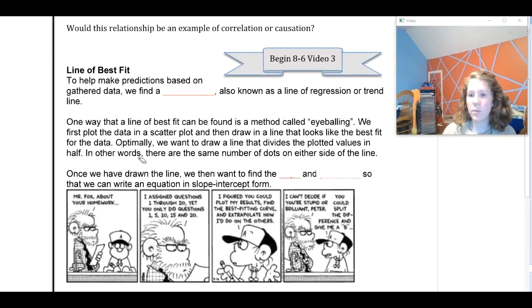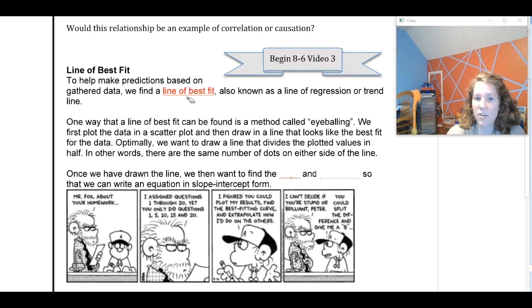So I mentioned in one of the previous videos that one of the things we use scatter plots for is to make predictions about what's going to happen in the future of a data set or make inferences about what has happened previously in a data set. So to help make predictions based on data that's been gathered, we find a line of best fit. This is also sometimes referred to as a line of regression or regression line or trend line.